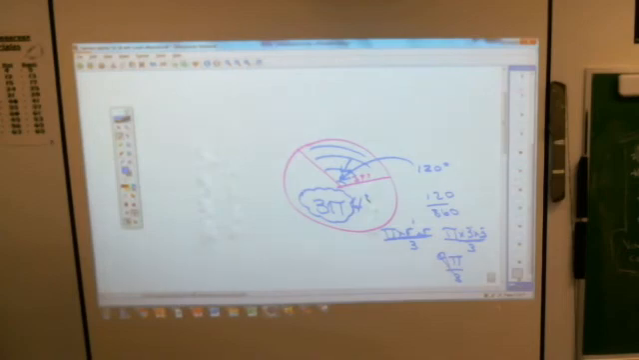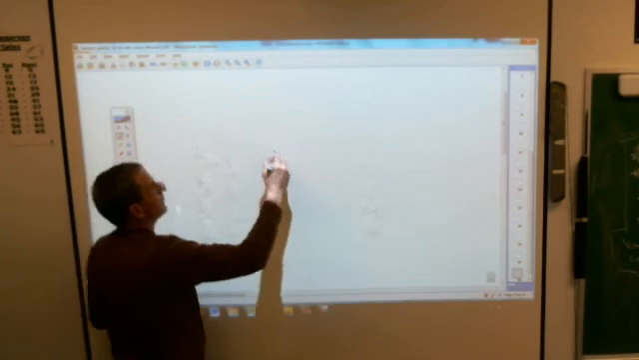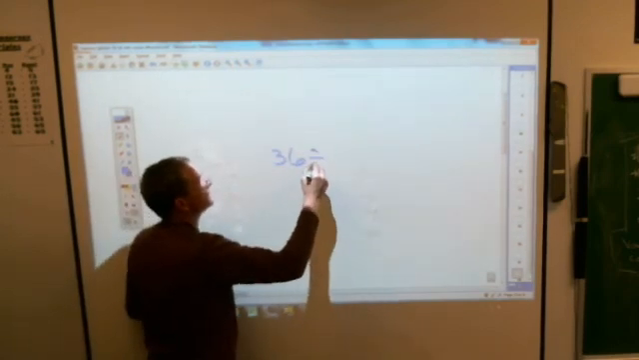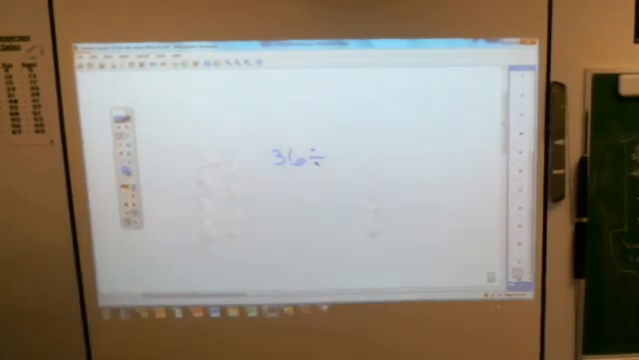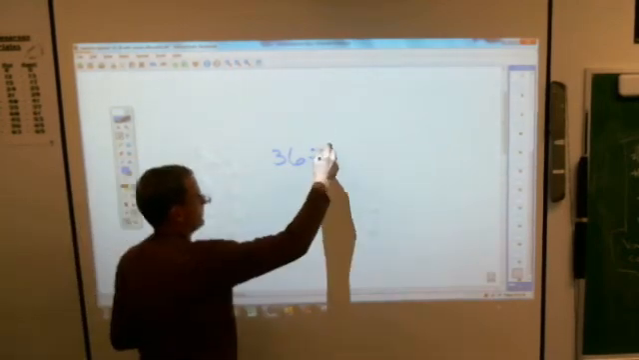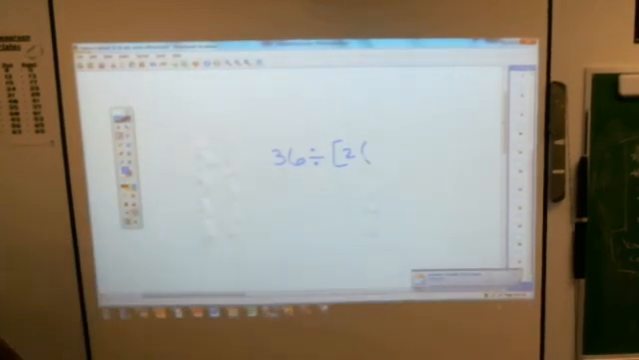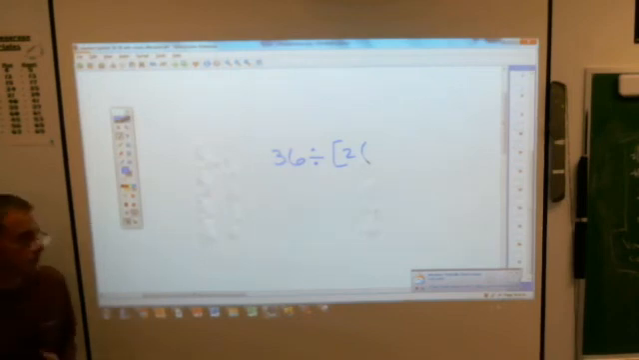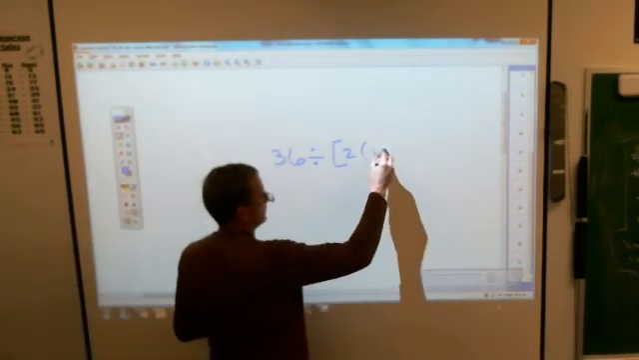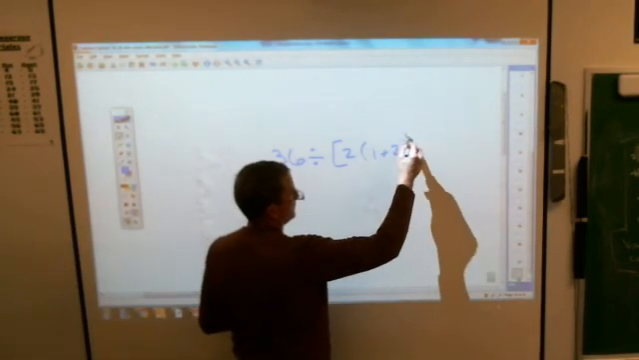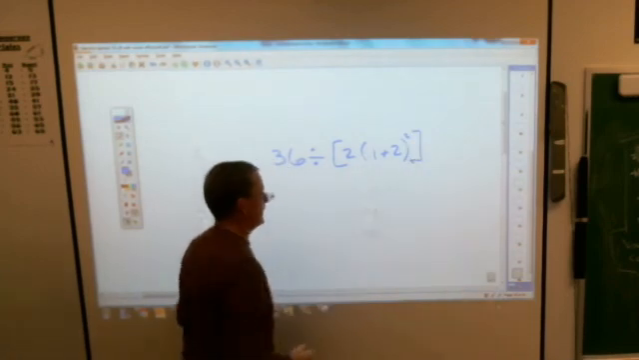I would love 18. Let's look at 18. 36 divided by 2, with a parenthesis there, 1 plus 2 squared. Is it this squared? Parenthesis like that? Did I write it down right, so?